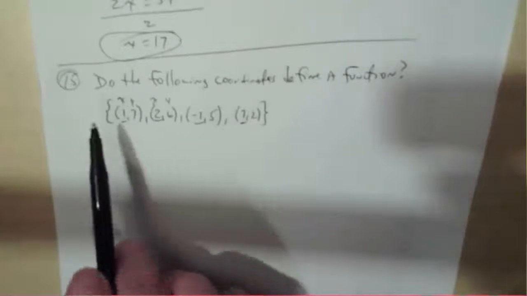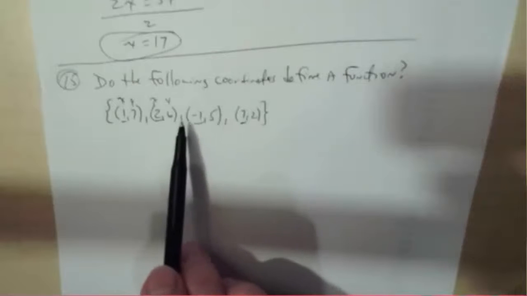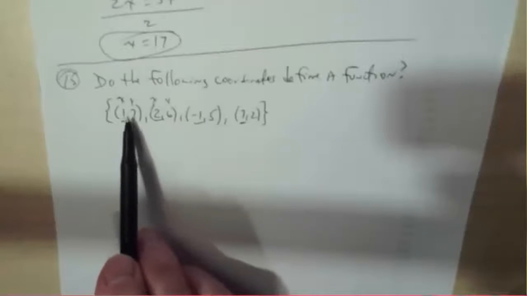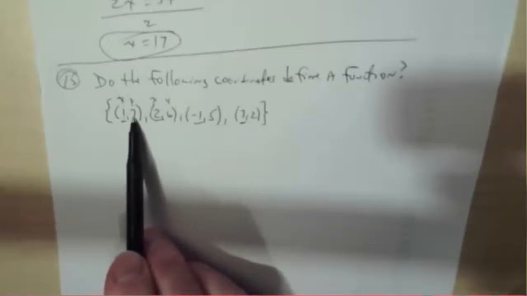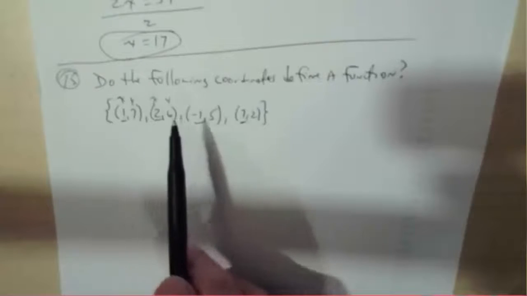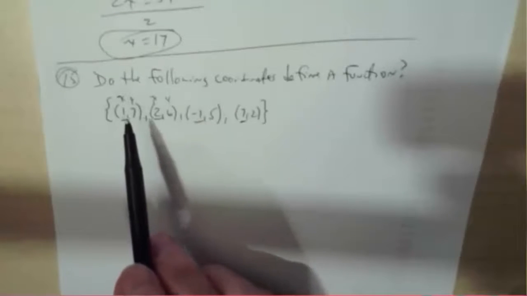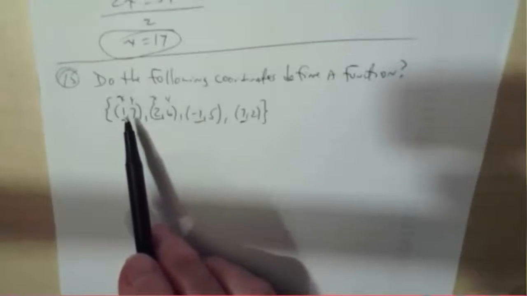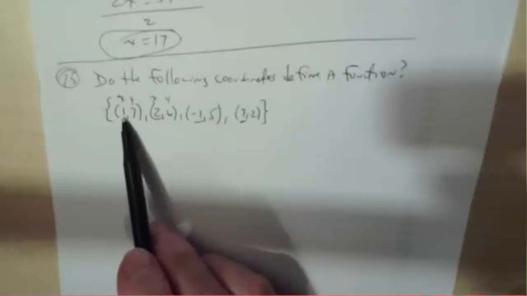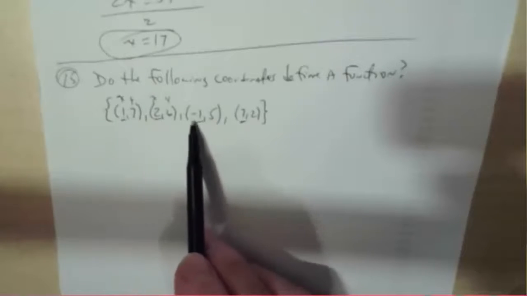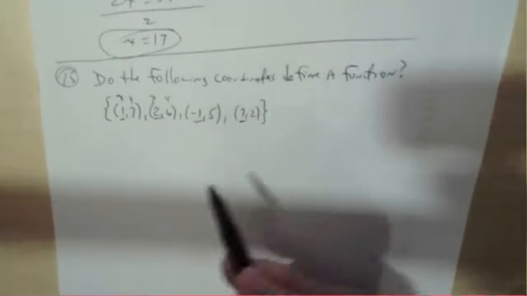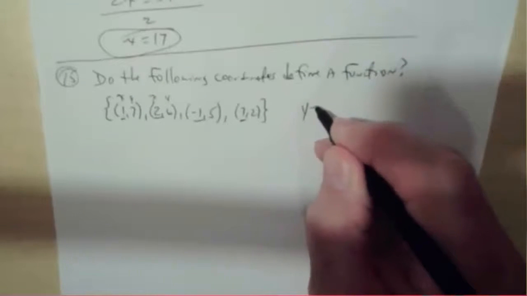Just imagine that this is a Coke machine. If you push the number 1 button, does it give you a Diet Coke? Now, if you press the -1 button, is that going to be the same? No. Different buttons. Okay. So look at the x's. Do they repeat? No. So if they don't repeat, then yes, this is a function.